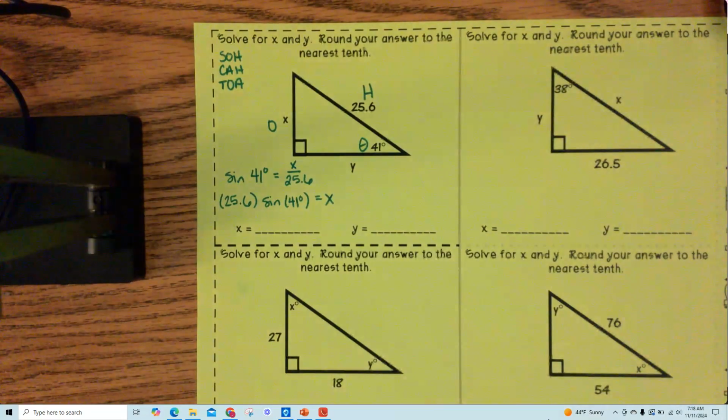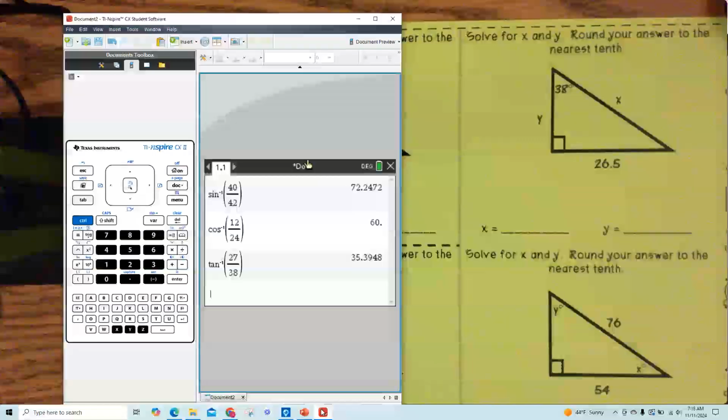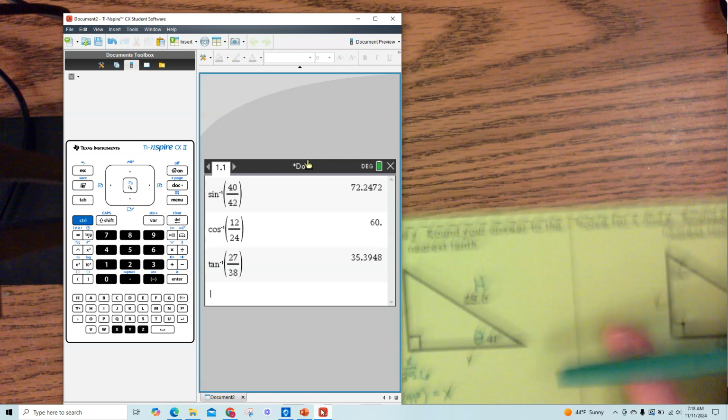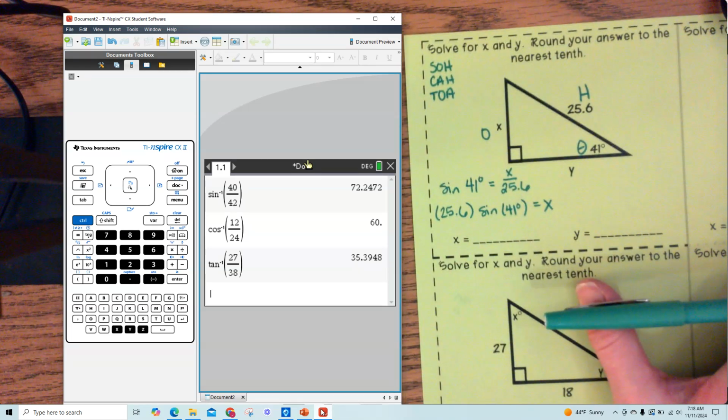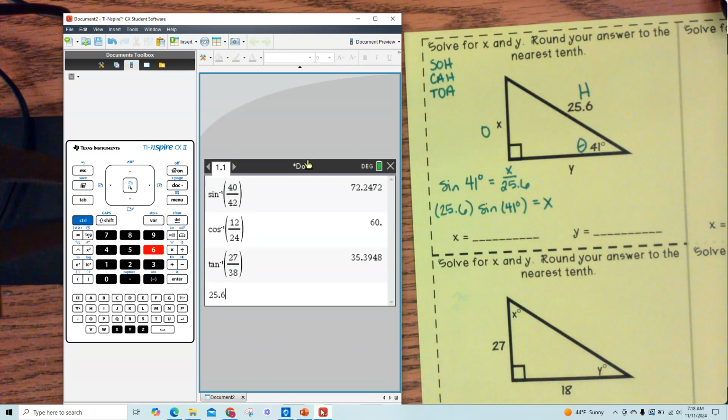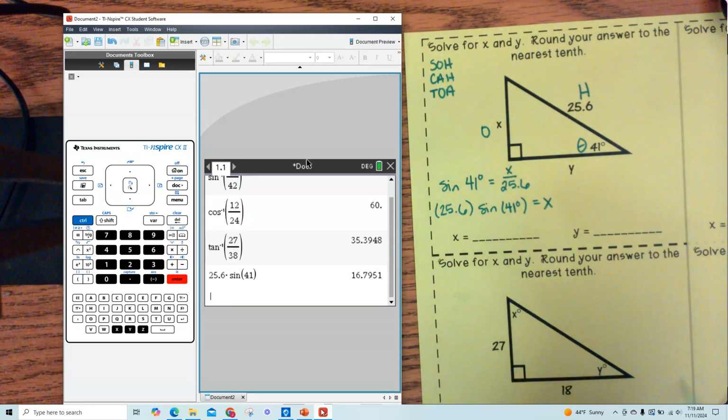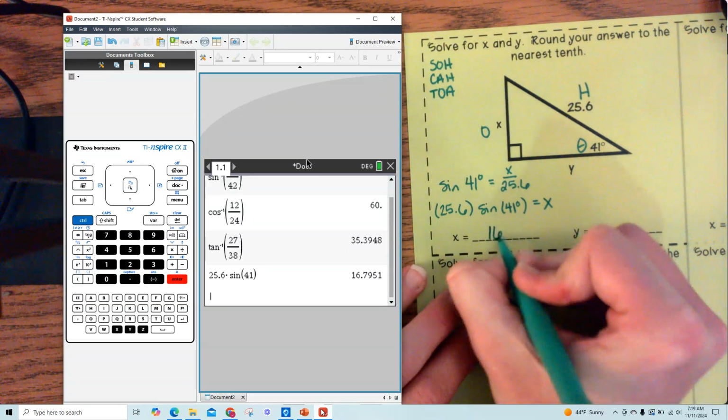Okay, that's your safest bet. I'm just not sure if menu 3.1 is going to work all the time. We're going to go ahead and try it with these. But being able to set it up by hand saves you the hassle of worrying if it's set up right. And we're rounding to the tenth, so this one is 16.8.